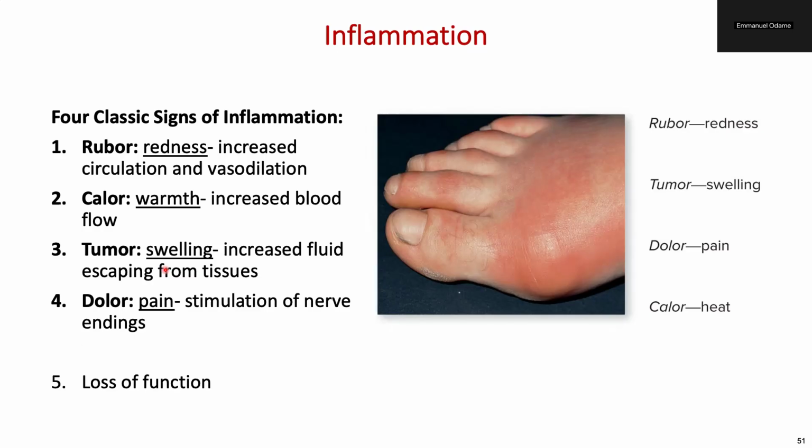Don't worry, we'll go deeper into each one of them. The fourth one is dolor, which is pain or stimulation of a nerve ending. And then the fifth one is just loss of function. So you can clearly see that rubor comes with redness, tumor comes with swelling, dolor with pain, and calor with heat. And all of these happen based on you having inflammation. These are basically subclasses of inflammation. So now let's talk about the major functions of inflammation.